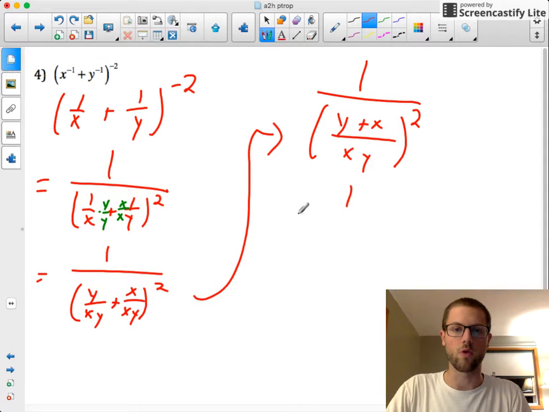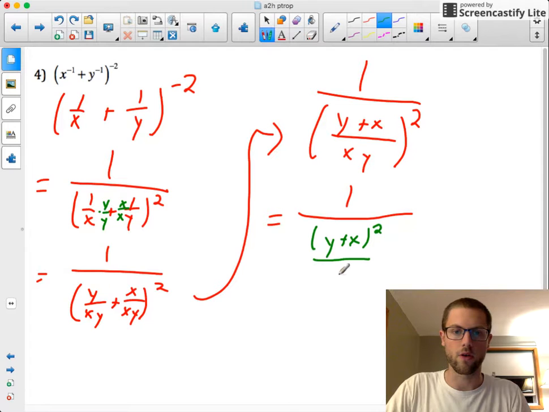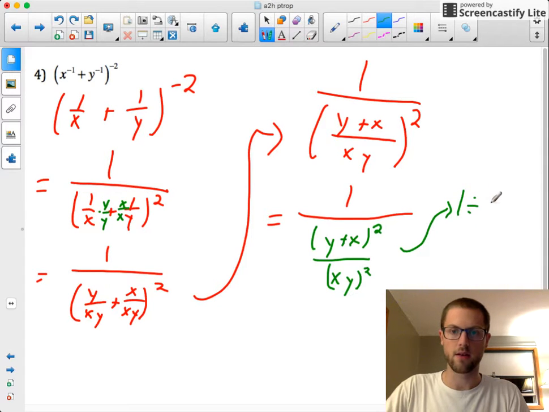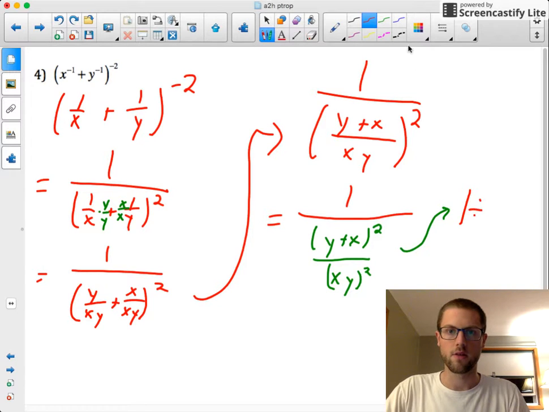I'm going to keep the 1 over here. And now I'm going to say, well, that's y plus x squared over xy squared. That's the same thing. So this is that quotient rule. The whole quotient squared is the same thing as the numerator squared divided by the denominator squared. And now what I have here is that 1 from the top being divided by this fraction, y plus x squared over xy squared.